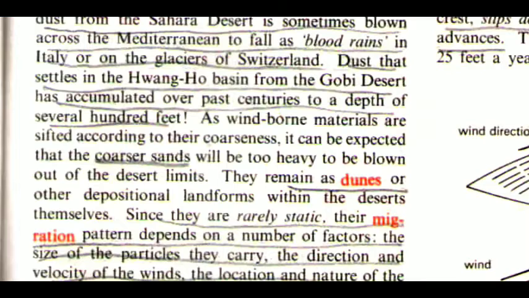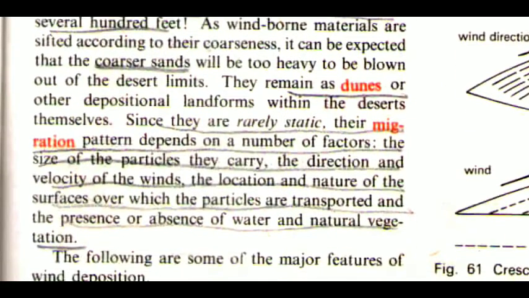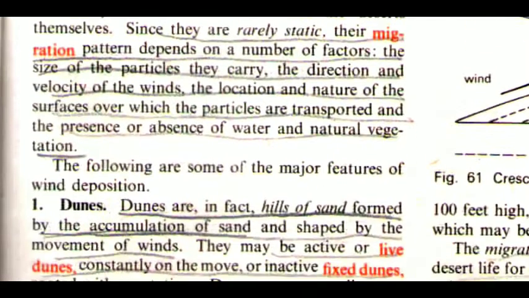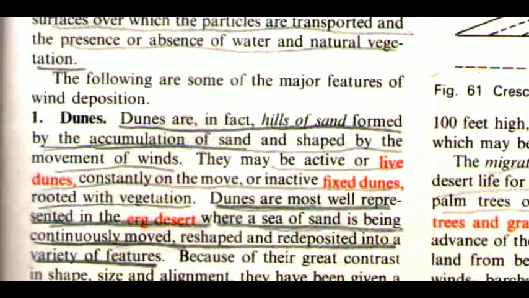As wind-borne materials are sifted according to their coarseness, it can be expected that the coarser sands will be too heavy to be blown out of the desert limits. They remain as dunes or other depositional landforms within the deserts themselves, since they are rarely static. Their migration pattern depends on a number of factors: the size of the particles they carry, the direction and velocity of the winds, the location and nature of the surfaces over which the particles are transported, and the presence or absence of water and natural vegetation.